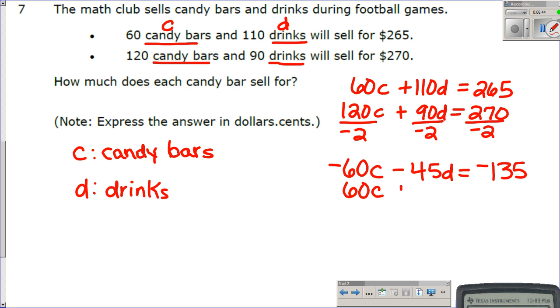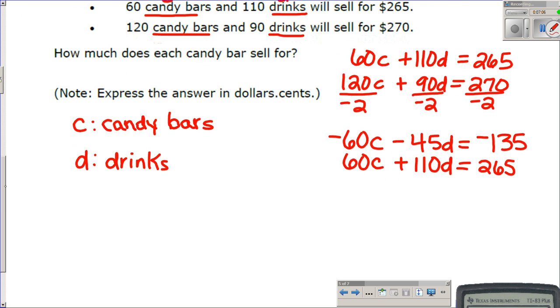So 60c plus 110d equals 265. I do want to make note, if dividing by -2 is confusing to you, you could also multiply the top equation by -2. Just keep in mind those numbers are going to be a little bit larger to operate with, and I was trying to make this smaller since there is no calculator.